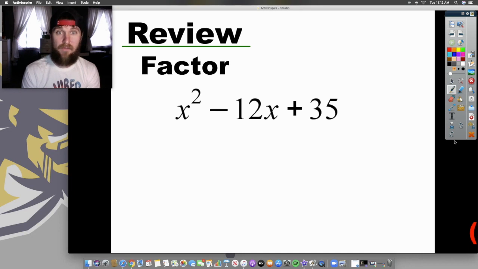I'm not going to graph. I'm not going to go through the steps of the quadratic formula. First thing I'm always going to check: can I factor it? And you'll see why. That's always the first option.